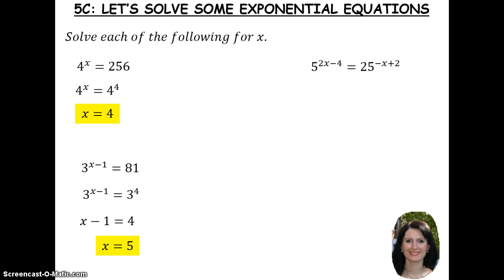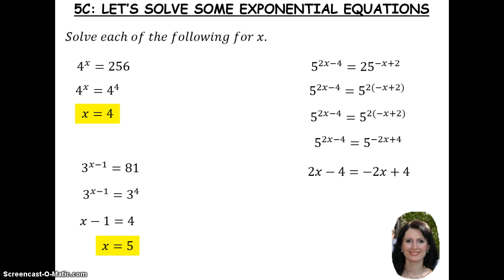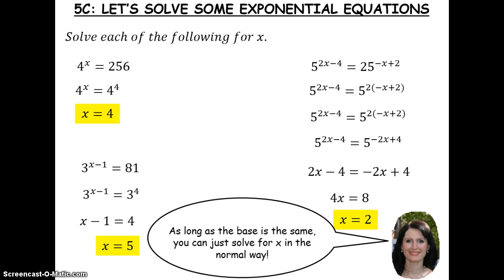5 to the power of 2x minus 4, if that equals 25 to the power of negative x plus 2, let's write 25 with a base of 5. That's 5 to the power of 2. We multiply everything at the top by the index 2, giving us 5 to the power of negative 2x plus 4. Then let's get rid of the 5s now that we have the same base, leaving us with 2x minus 4 equals negative 2x plus 4. Solve in the usual way, and we get x equals 2. So as long as it's the same base, you can just solve for x in the normal way.